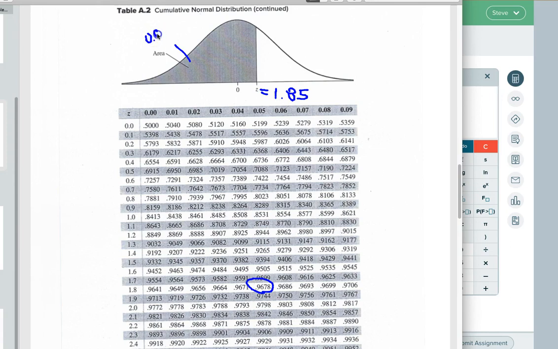I'm going to write this again. 0.9678. It's such a lag and such a pain. Anyway, so that's what it is.